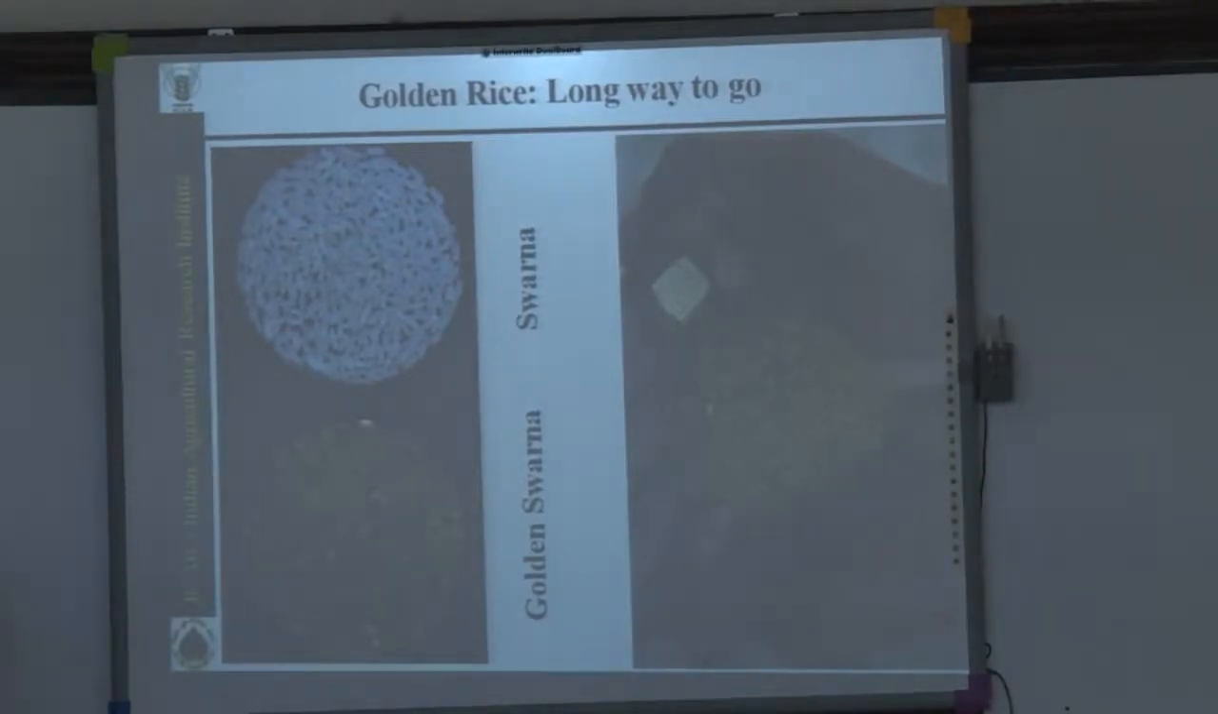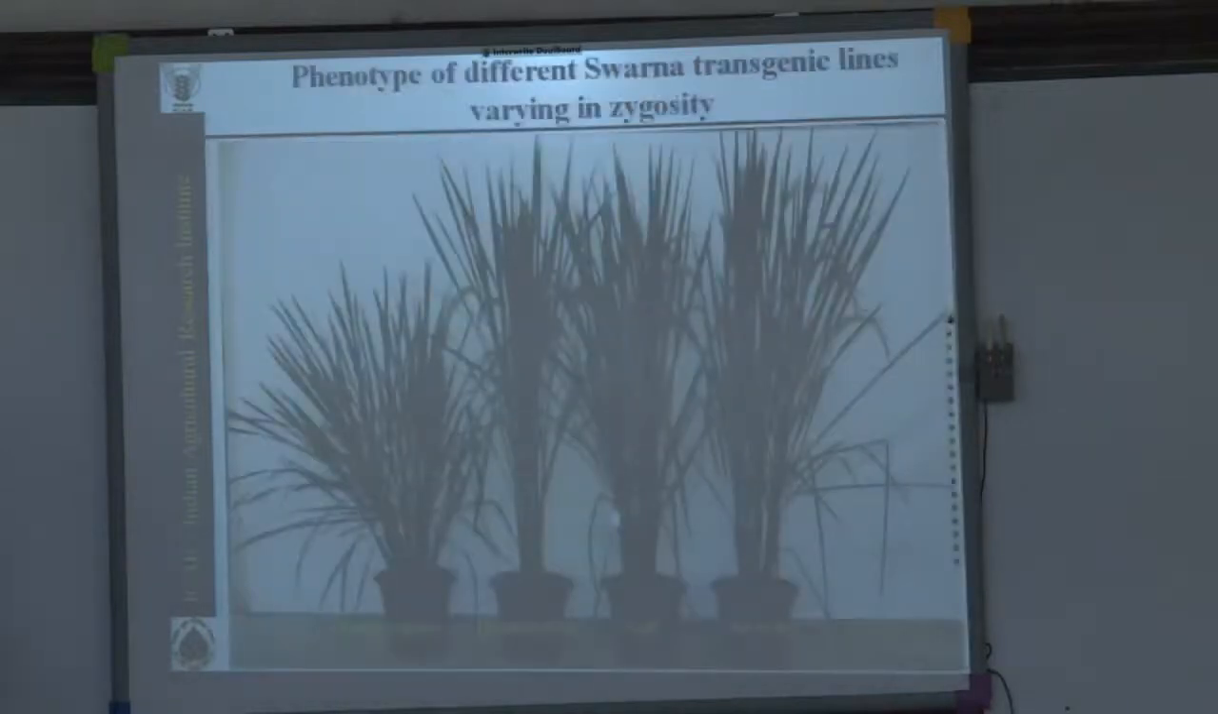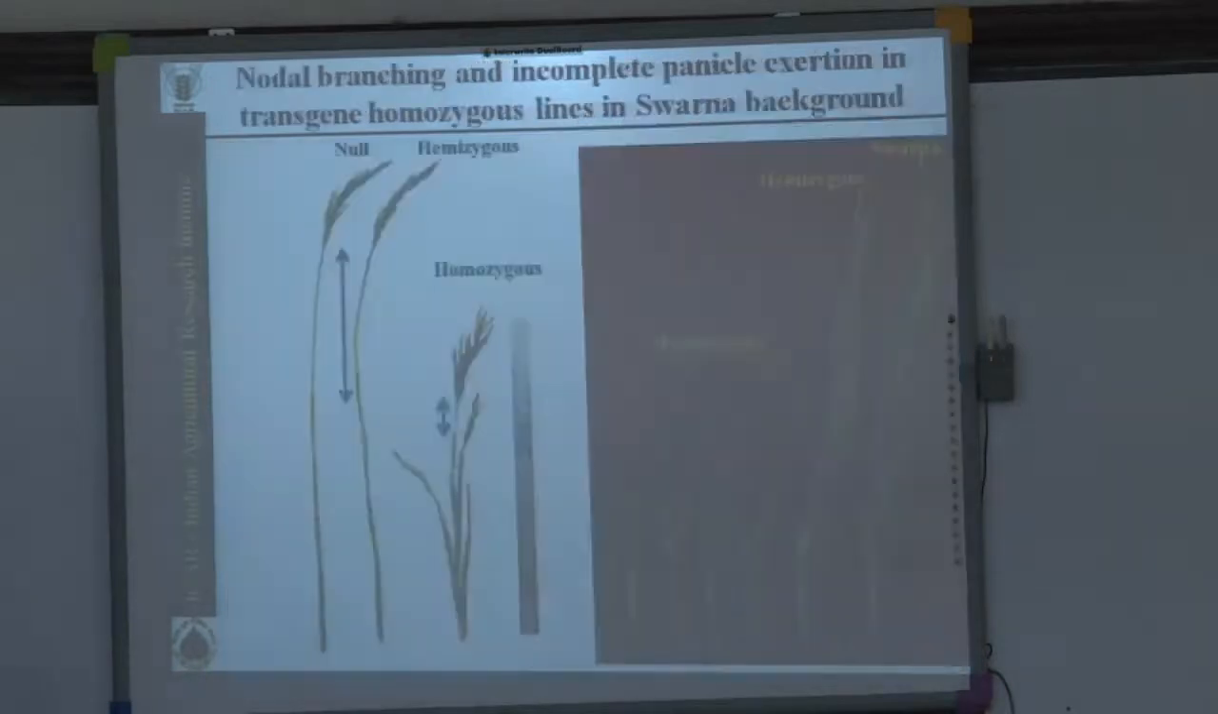We developed the product, but then we had some issues. When we selfed these plants to make the gene homozygous, we found that the homozygous plants turned dwarf, they became tiny, while the null plants, hemizygous plants and original Swarna had normal height. In addition to this, there was a drastic reduction in these plants in terms of their panicle exertion and panicle size. So this was a phenotype which was very, very disappointing for us, because these plants did not have any agronomic value.